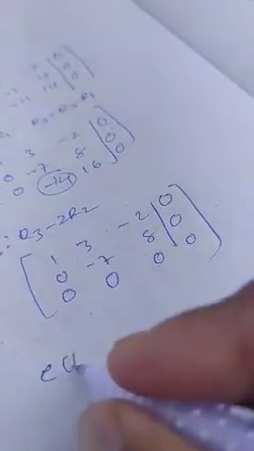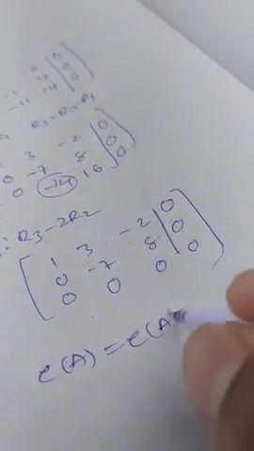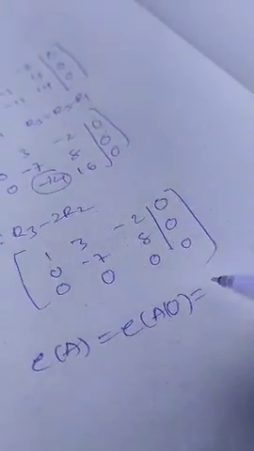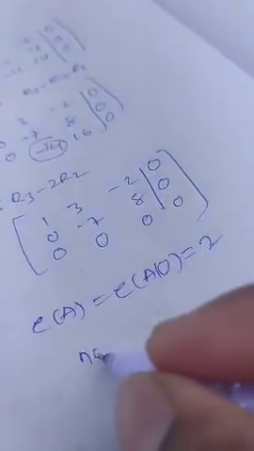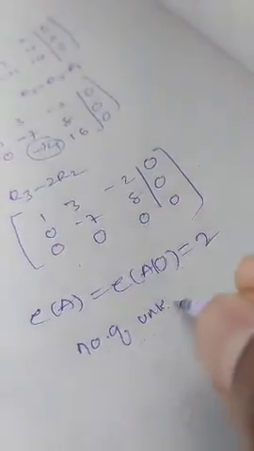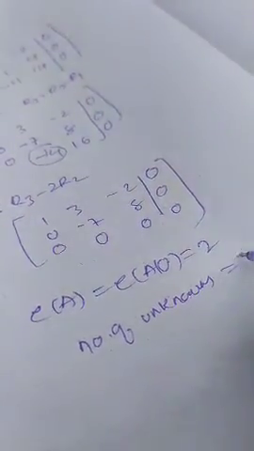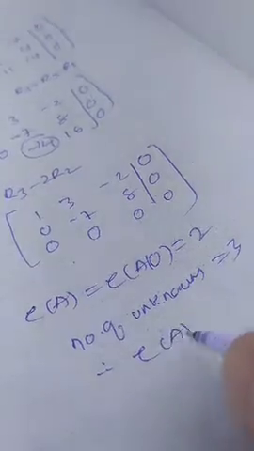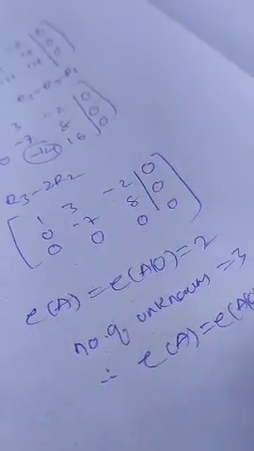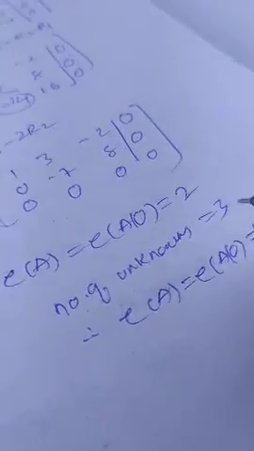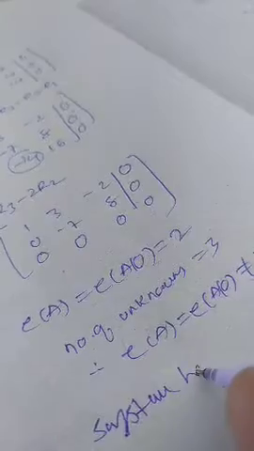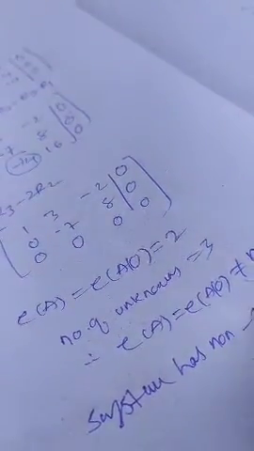Now observe here, rank of the augmented matrix AO is equal to 2 and the number of unknowns is 3. So therefore what we got: rank of A naught is not equal to n, the number of unknowns. So in this case the system has a non-trivial solution, that is, infinite solutions.